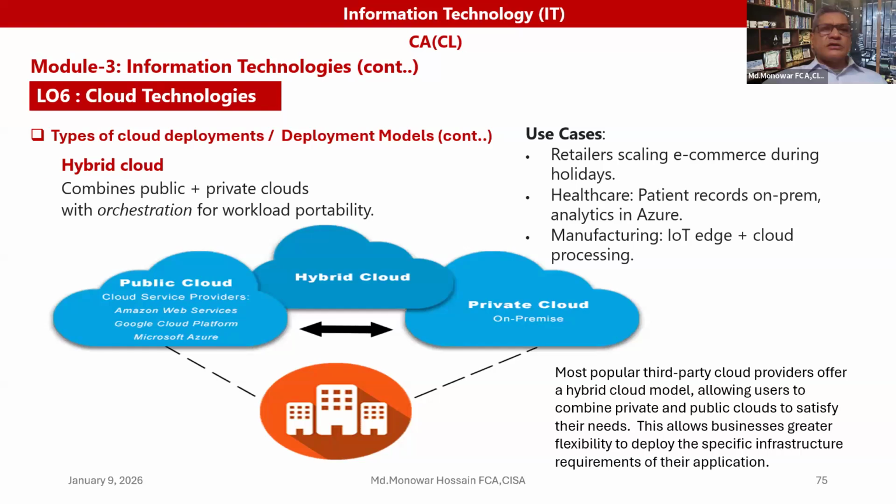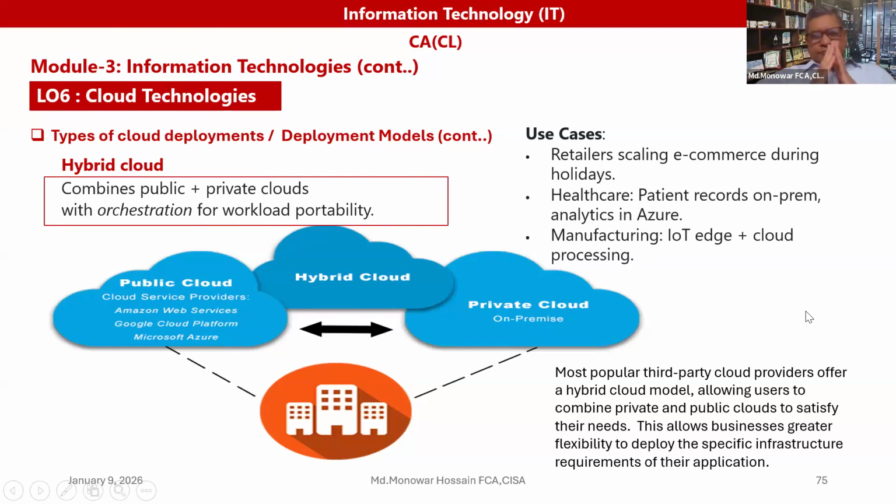Now the hybrid cloud. Hybrid cloud is the combination of private and public cloud. Look here, the private cloud is on the premises of the organization, and the public cloud is where the service provider provides that type of service. The combination of that is hybrid cloud. E-commerce, healthcare, and manufacturing organizations use this type of hybrid cloud. Most popular third-party cloud providers offer hybrid cloud.